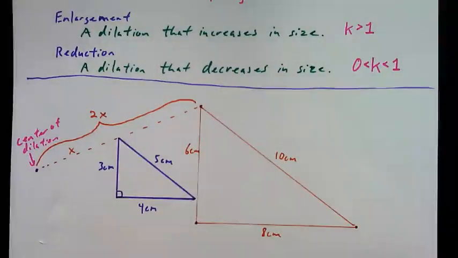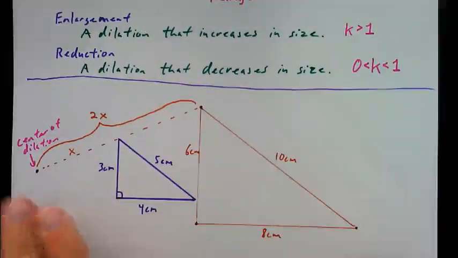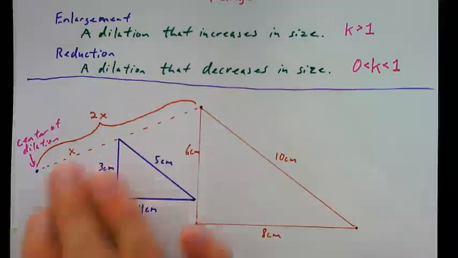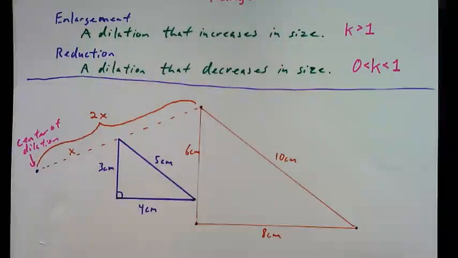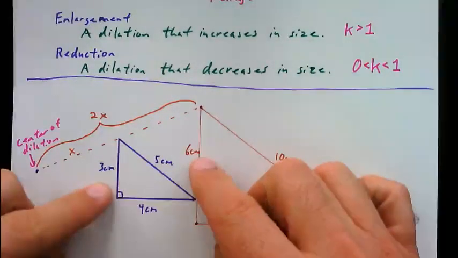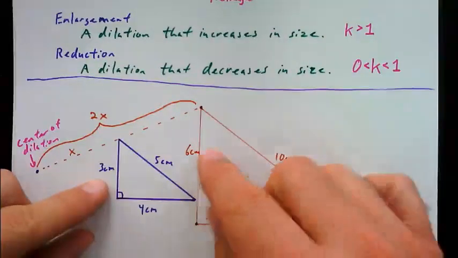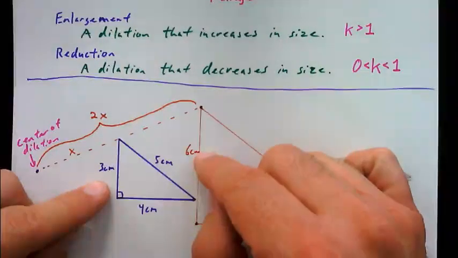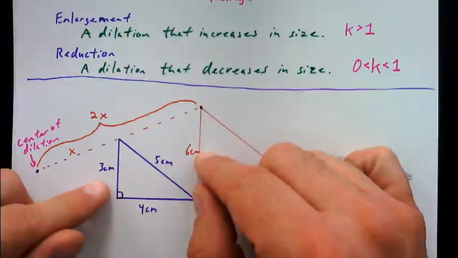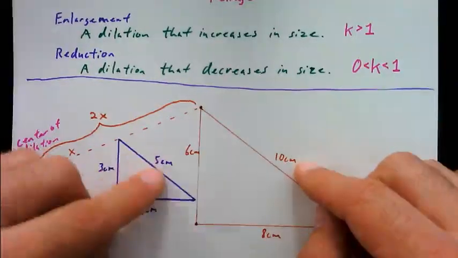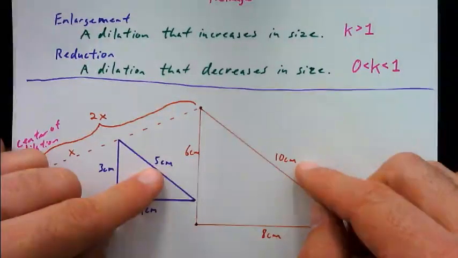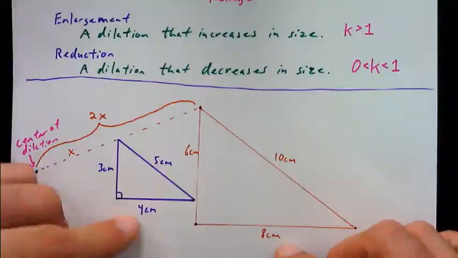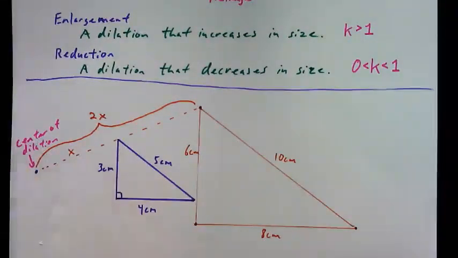So on here, again, we double the length from that center of dilation. That 2, what we're multiplying it by, that doubling, that's our scale factor. And if we compare the sides here, we should see the same scale factor. So if we go from image to pre-image, 6 over 3 is 2. 10 over 5 is 2. 8 over 4 is 2.